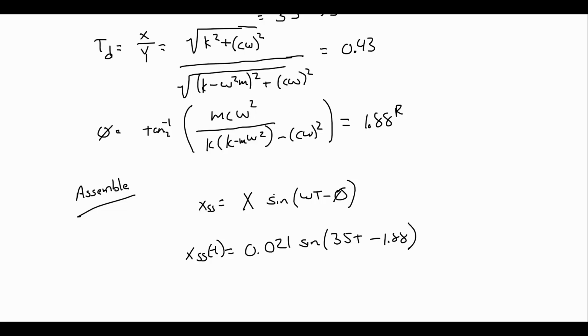Now in this case, our transmissibility was 0.43, so that is telling us that the cabin is going to move 43% as much as the ground. So we in the cabin are going to experience less displacement than the tires do, about half as much of the displacement.